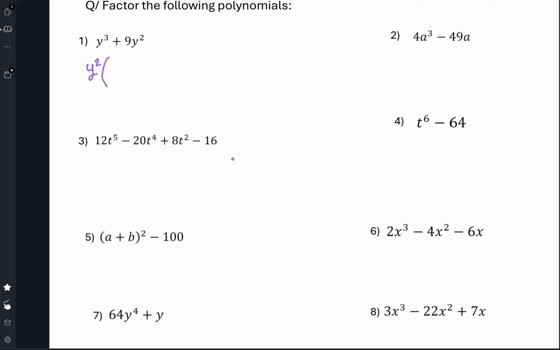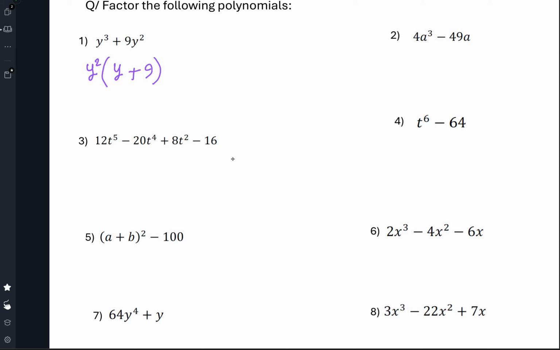Now, y power 3 divided by y power 2, you subtract the powers, you get only y power 1, which is only y. Plus, when you divide y power 2 by y power 2, they cancel each other, and we only get 9. So the final answer is going to be y plus 9, which we cannot factorize more.